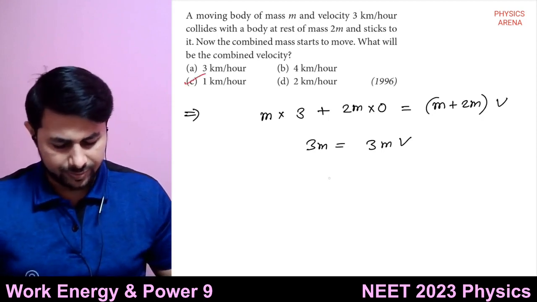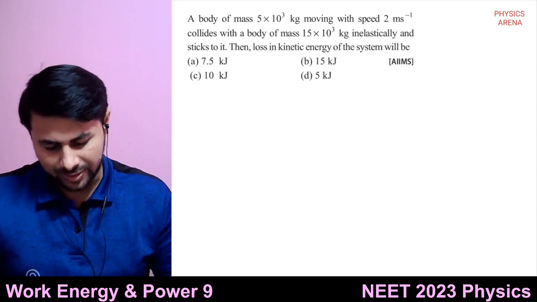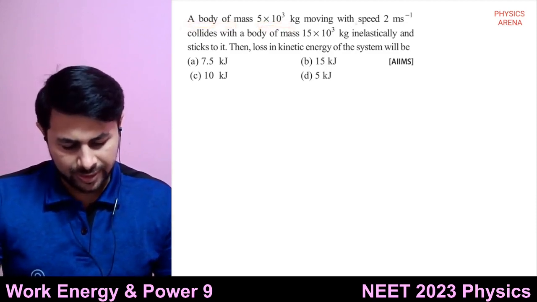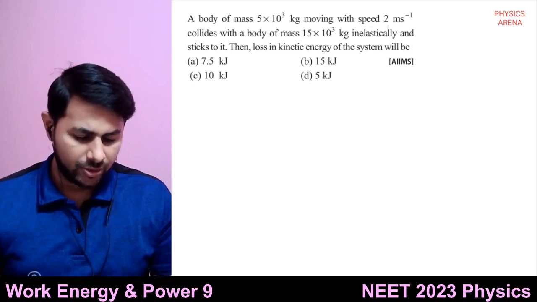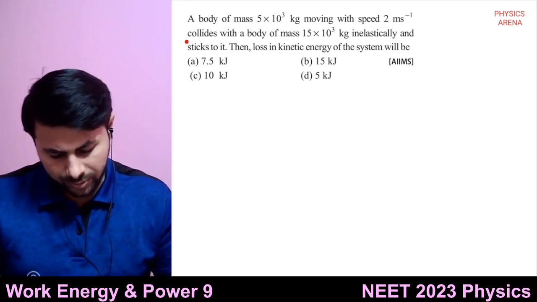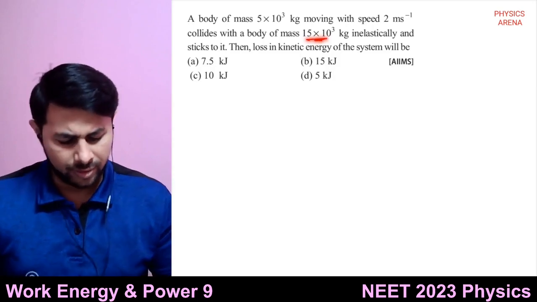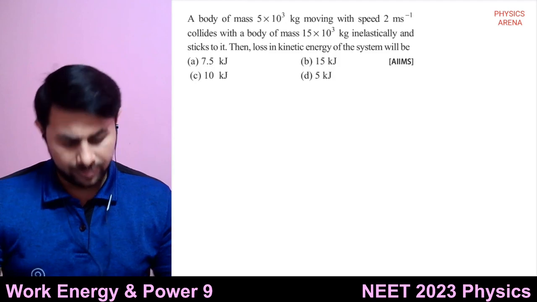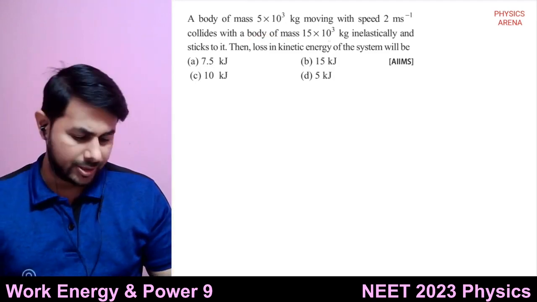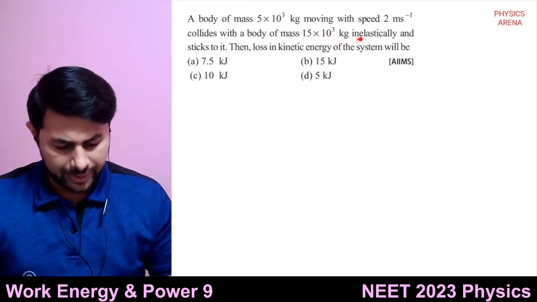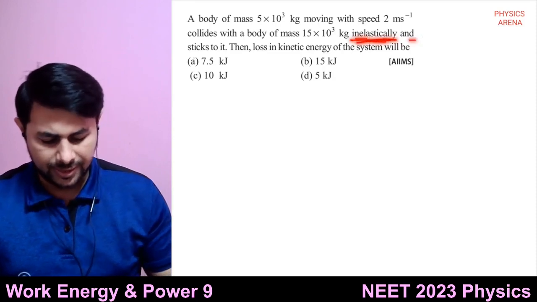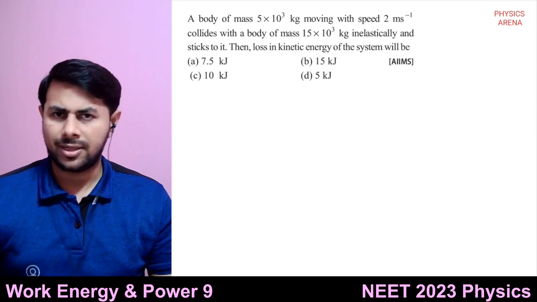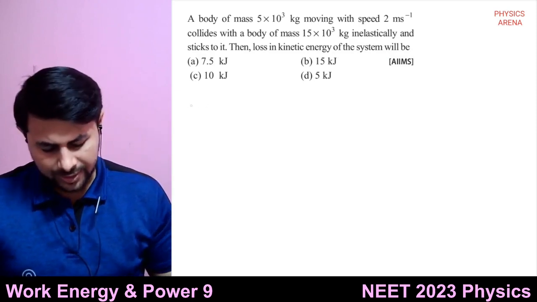This is the answer. Okay, next one, a body of mass 5 into 10 raised to 3 kg moving with a speed of 2 meters per second collides with a body of mass 15 multiplied by 10 raised to 3 kg, inelastically, and sticks to it. Then the loss in kinetic energy of the system will be, again, straightforward. So what is delta KE?